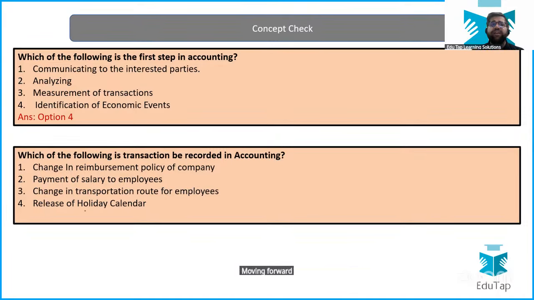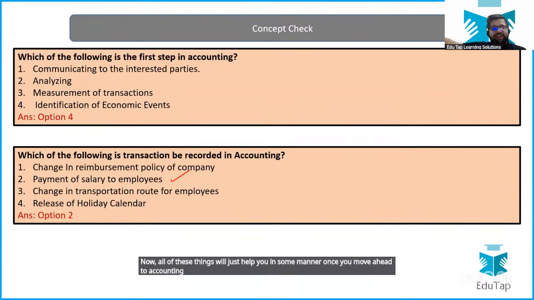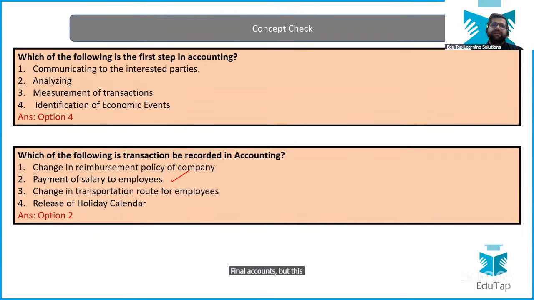Moving forward to the second question. Which of the following transactions is to be recorded in accounting? Change of reimbursement policy, payment of salaries, change in transportation route, release of holiday calendar. Yes, the answer will be 2. Now, all of these things will help you in some manner once you move ahead to accounting standards and final accounts, but this will set your base, right? So that fear will go away, and you will feel that yes, we are able to understand some things.